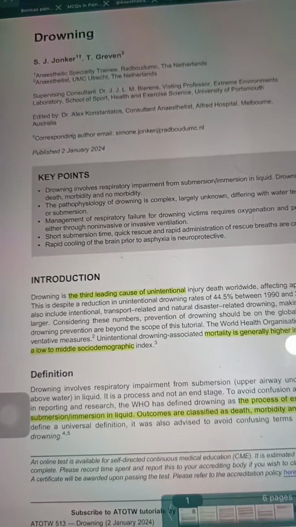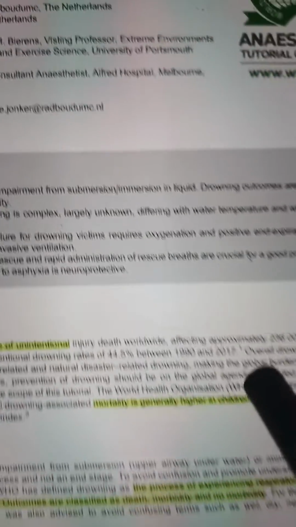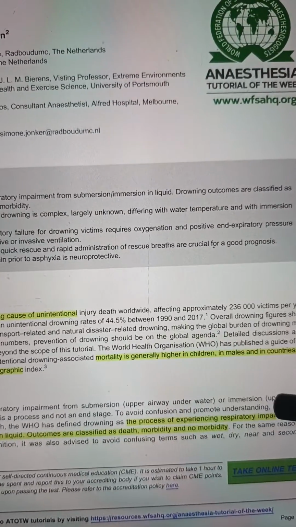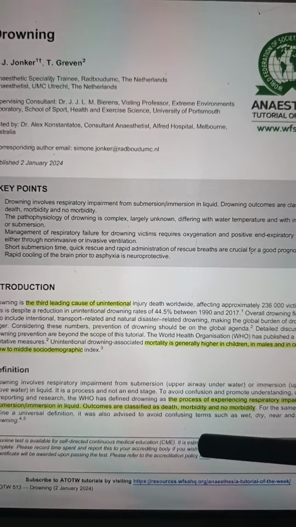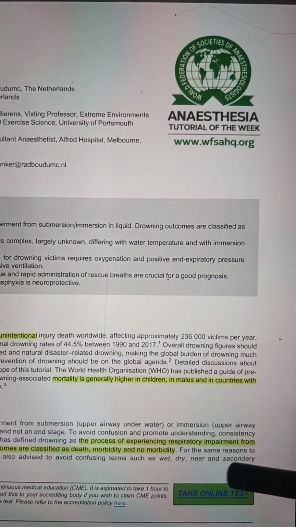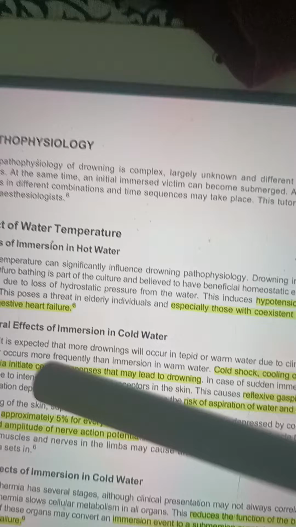Drowning is the third leading cause of unintentional death. Mortality is generally high in children, in males, and in countries with low socioeconomic status. Drowning is defined as the process of experiencing respiratory impairment from submersion or immersion in liquid.